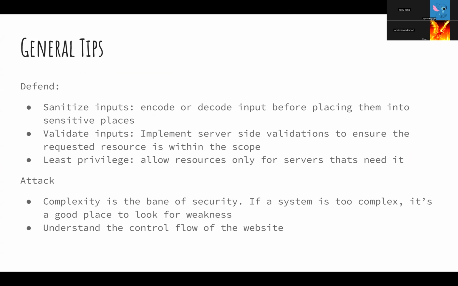In the sense of attacking, complexity is the bane of security. So if you ever see something that is super complex, there's a good chance that there are some weaknesses in there, right? And you can always start probing for things like that. You should also, very importantly, understand the control flow of the website, how data is being handled, what kind of data is used, what kind of data is not used, and go from there, right?